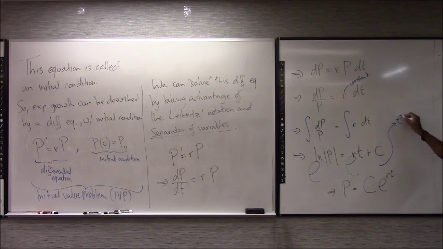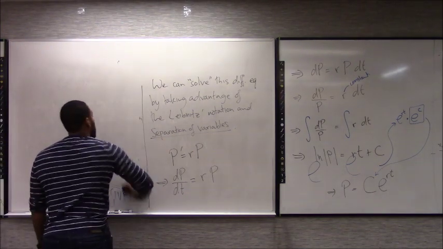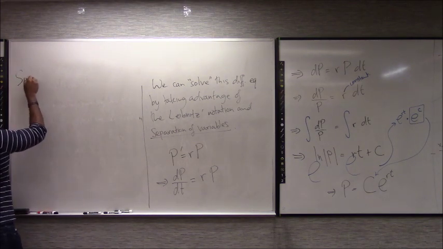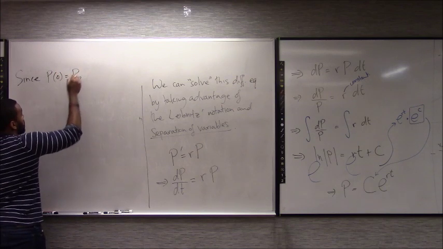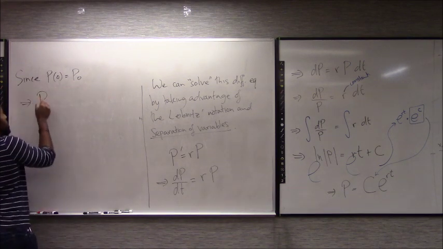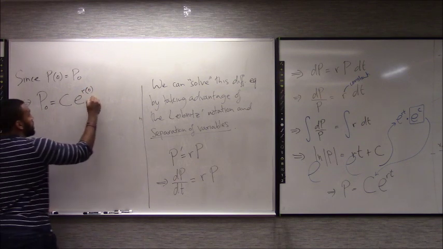Notice here what we have is e to the rt times e to the C by laws of exponents. But the e to the C is just another constant. So I pretty much just call it a big C. Again, I just put it in front. Now, if I apply the initial condition, since P of 0 equals P naught, what happens is if I plug in t equals 0, I can plug in P equals P naught. This means P naught would be equal to C e to the r times 0. In other words, that's just C.